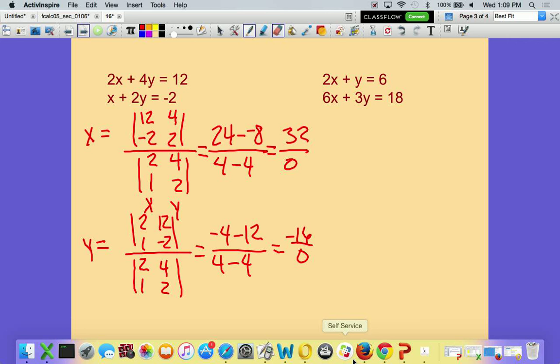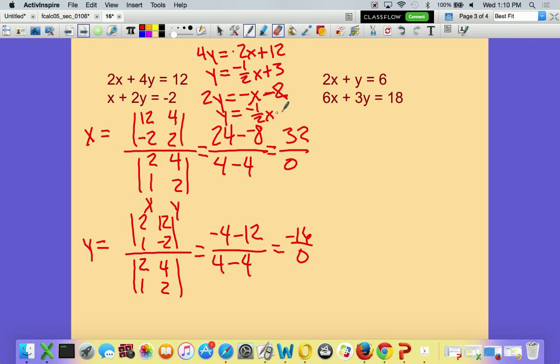Well, if we were to put these in slope-intercept form, let's try that really quick. So we've got 4y equals -2x plus 12, and then we've got to divide by 4. Y equals -1/2 x plus 3. So that's our first one. Then what we need to do is solve for y here. And then I've got -x minus 2. Divide by 2 here. Y equals -1/2 x minus 1.